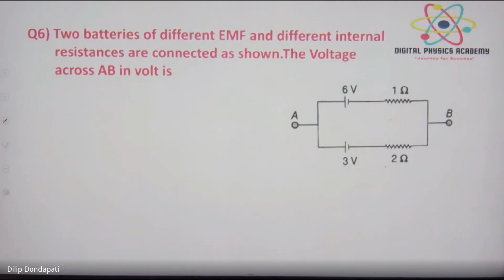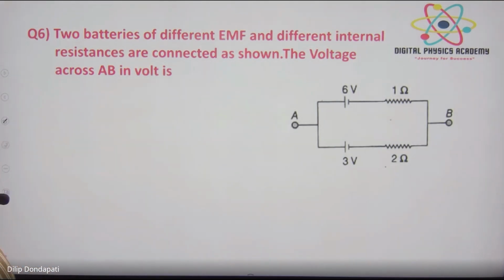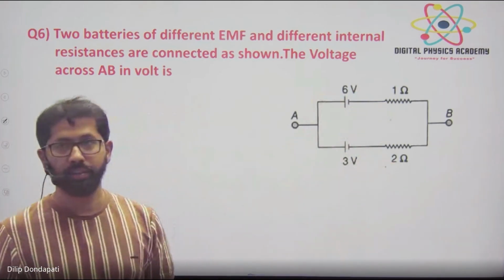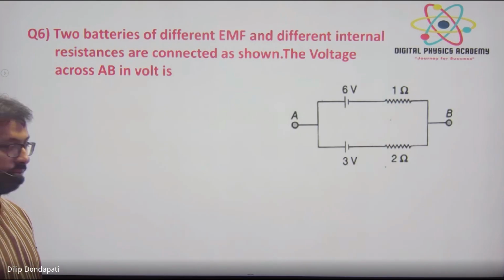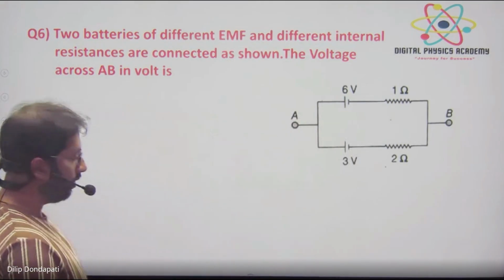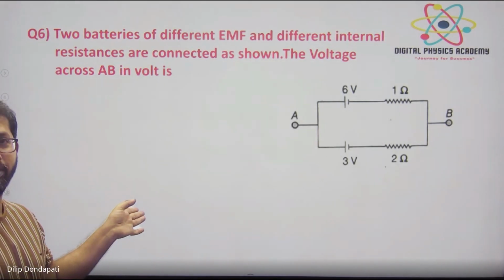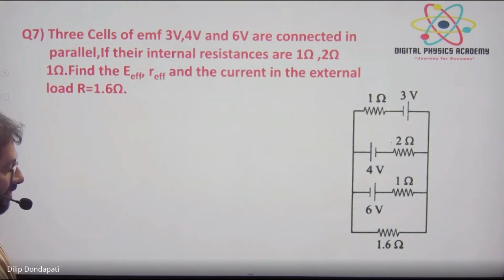Two batteries of different EMFs and different internal resistances are connected as shown. Find the voltage across AB. Same thing. A cell and its EMF, its internal resistance, another cell and its internal resistance, in parallel. Use the formula: E1 by R1 plus E2 by R2, by 1 by R1 plus 1 by R2. 5 volts. This was a question in Advanced in 2011. Look, sometimes it will be easy. Yes, let's go.